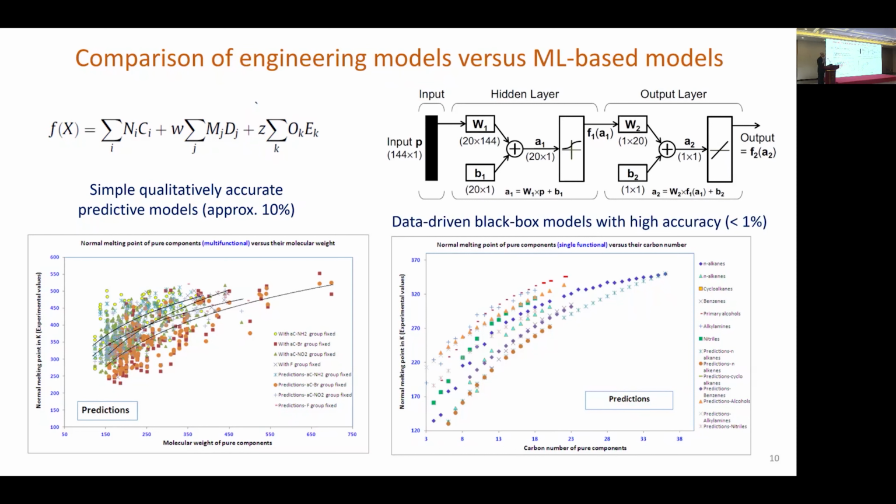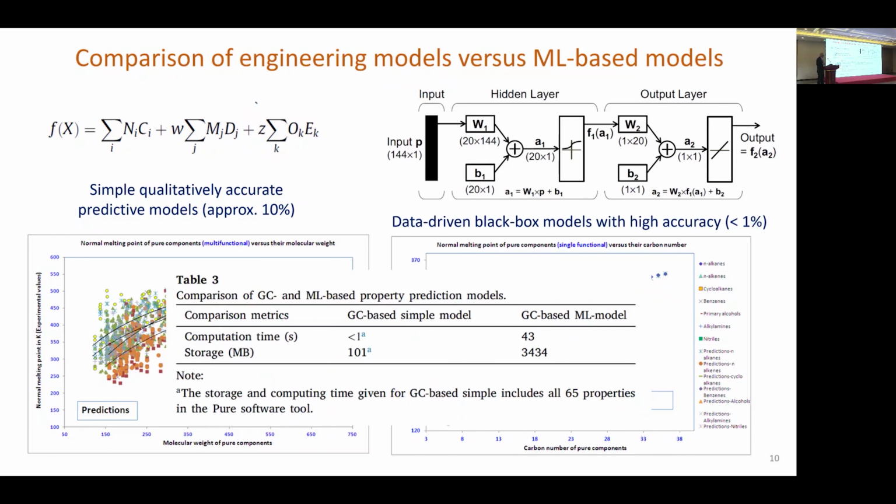So it's very accurate, but it's not surprising. We have 20 times more parameters, 20 times more information. And the model is a black box, we do not know. This one we can calculate by hand. So here are some statistics in terms of storage and computing time.